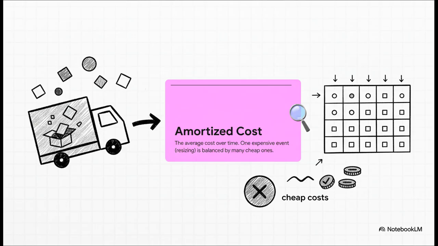Basically, you might have one really expensive moving day where the whole table has to get rearranged. But that one expensive day is balanced out by the thousands and thousands of super cheap, lightning-fast insertions that happen all the other times. When you average it all out, the cost stays incredibly low.